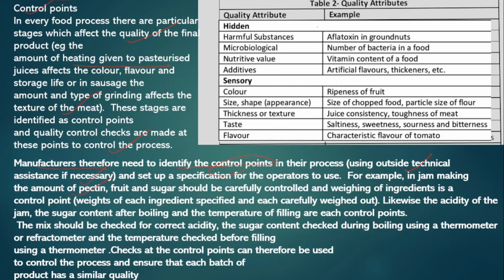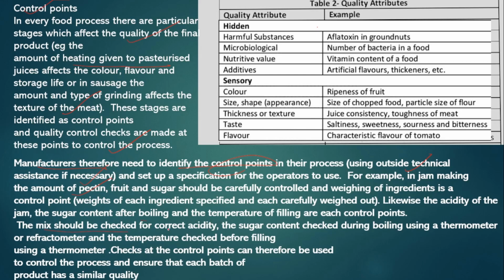For example, in jam making, the amount of pectin, fruits and sugar should be carefully controlled, and weighing of ingredients is a control point. Weights of each ingredient are specified and each is carefully weighed out. Likewise, the acidity of the jam, the sugar content after boiling and the temperature of filling are each control points.